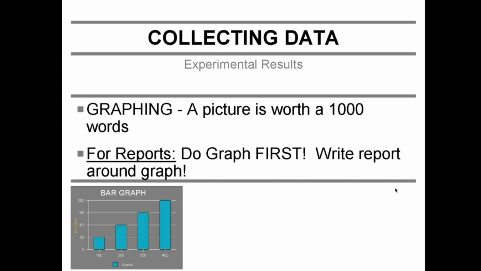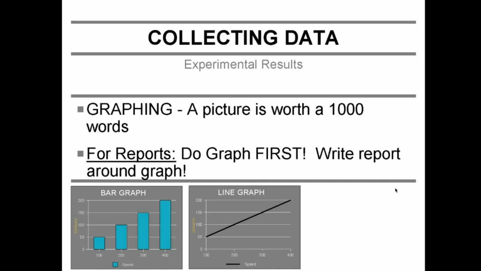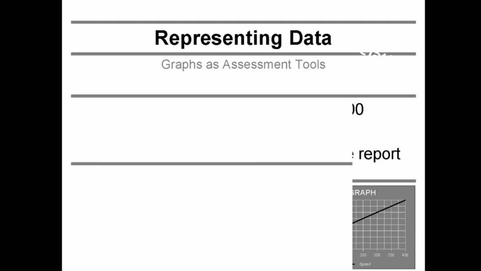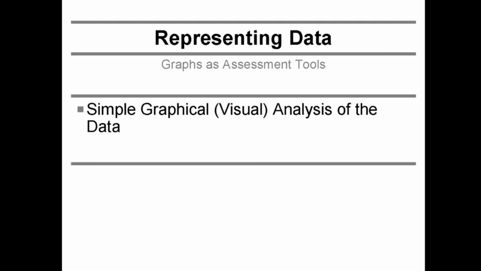Okay, so there are, of course, several graphs you are familiar with. The bar graph is an old favorite. Some of you have done those. Line graphs are also popping up, and you've probably done those, and XY graphs. And we're going to try to explain the difference. Where would you use a bar graph, or would you use a line graph, and where would you use an XY graph?